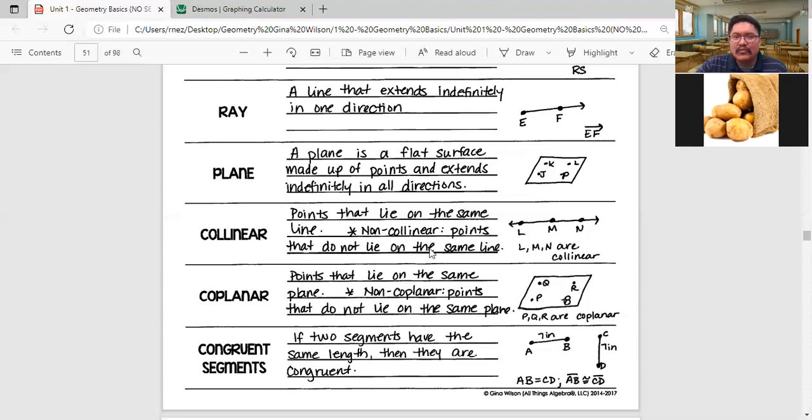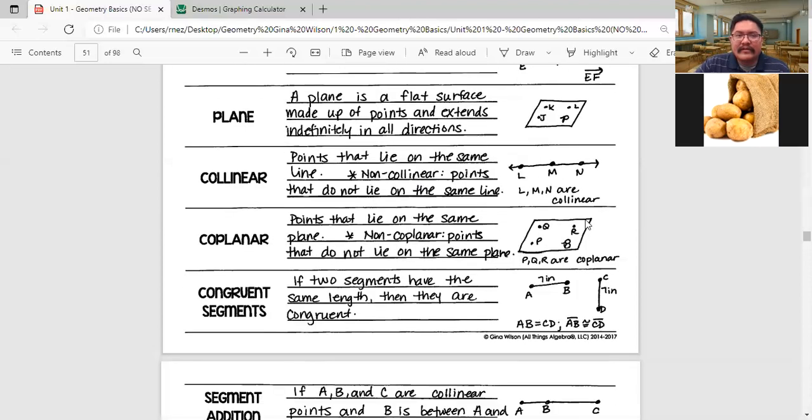Non-collinear means that they do not lie on the same line. So here I have L, M, and N that are collinear. And if I had any third point, like let's just say there's a point O right here, that one would be non-collinear. And again, it's pretty easy to remember. Co just means the same.